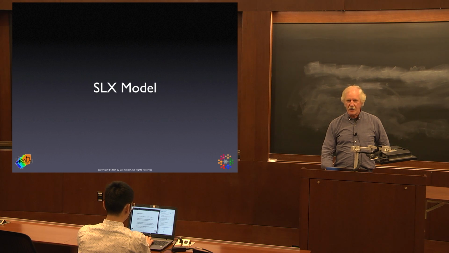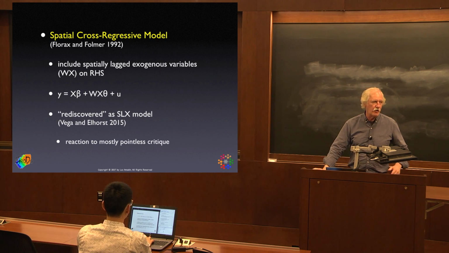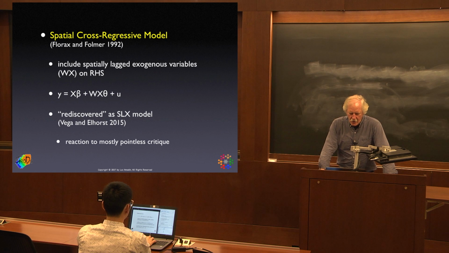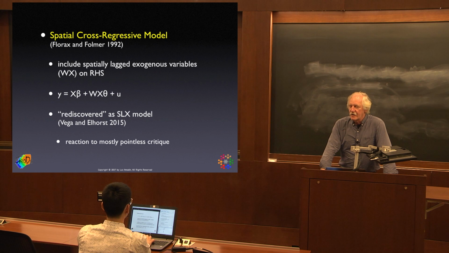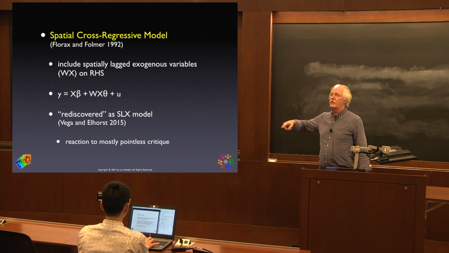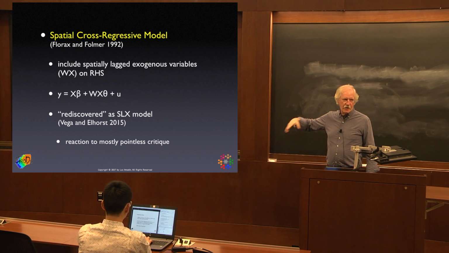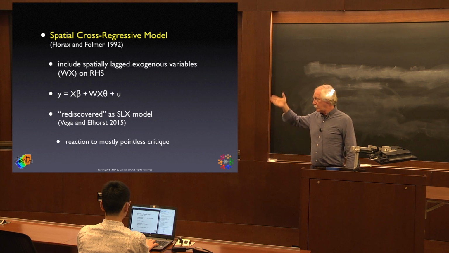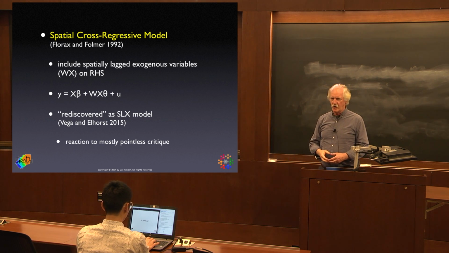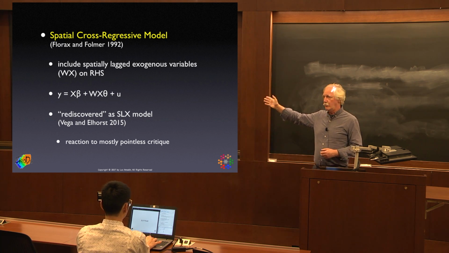Okay, then finally, the SLX model. This was introduced way back when as a spatial cross-regressive model. Basically, there's nothing to it. And it's kind of interesting that this was rediscovered through the Spatial Durbin route. Because in some literature, people would argue, well, this Wy is really too complicated. Let's just drop it. And so we have an X, we have a WX.